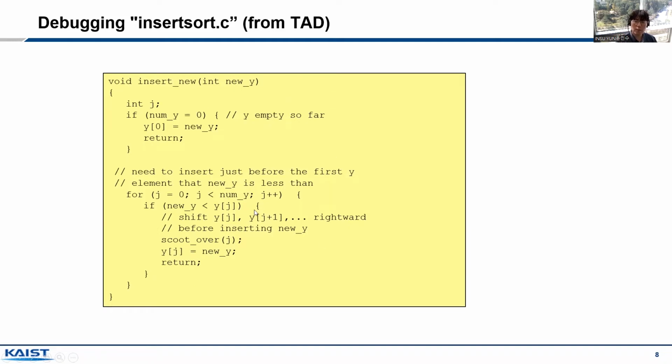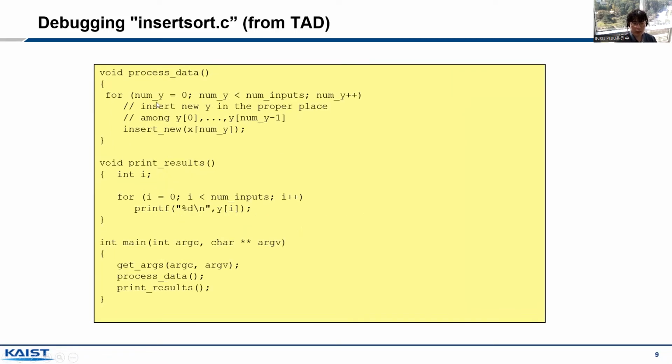If we get a new number, we want to add it to the right position. And this is the function that sorts the numbers. What this function does is repeat this insert_new process until we process all the numbers. So we repeat from num_y equal to 0 up to num_inputs. We repeat this insert_new again and again.